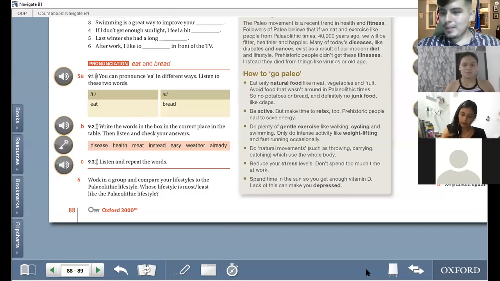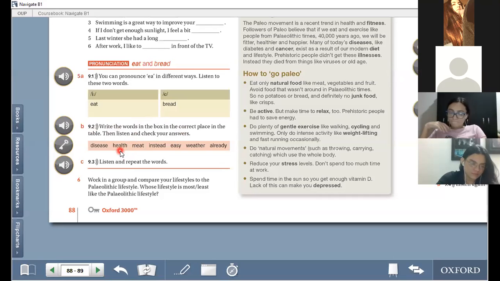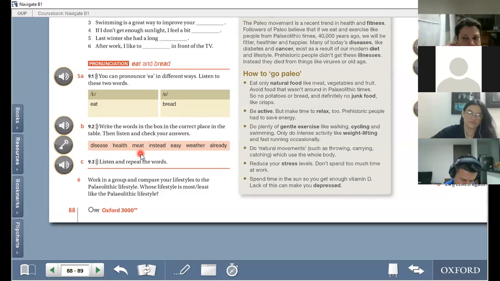All right, so the next person is Diana. Health. Very good job. Now, this combination of vowels is pronounced like this one. What about this one, Alejandra? Meat. The first one. Yep, very good job. What about this one, Priscilla? How do you pronounce this word? Instead. Thank you very much, Priscilla and Luisa. What about this one, Alexander? Easy. Very good job.